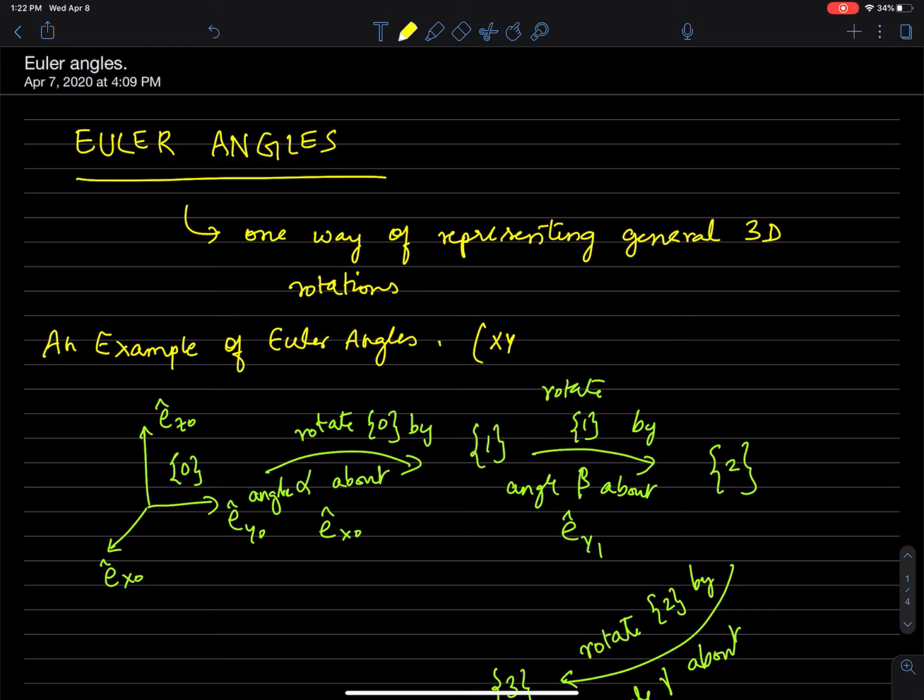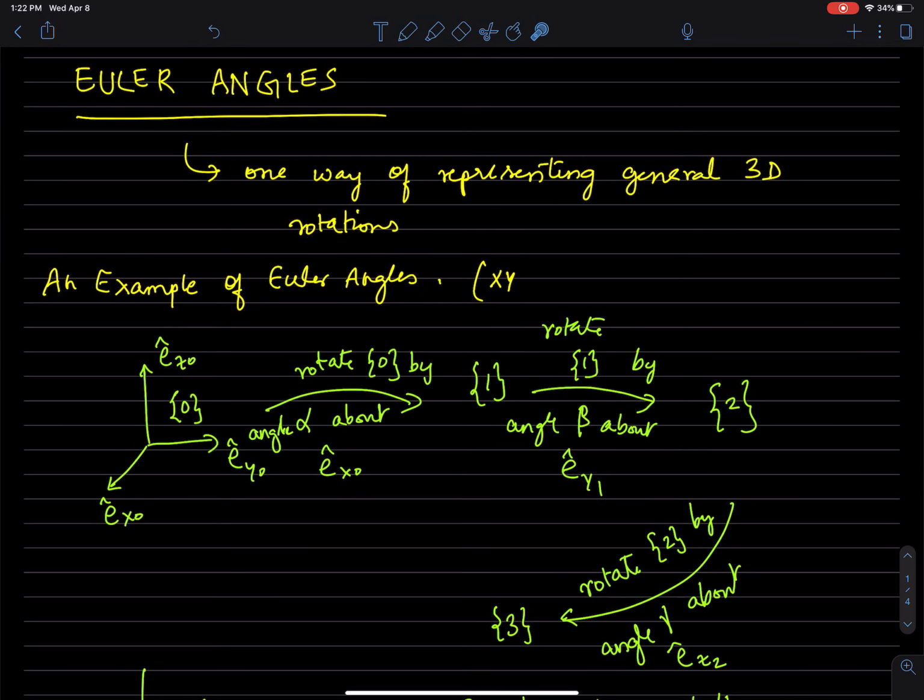This is just a small addendum to the Euler angles video. Recall that we defined x, y, z Euler angles by rotating the axes in sequence about the current x-axis, then the current y-axis, and then the current z-axis to go from frame 0 to frame 3. So this is x, y, z Euler angles.